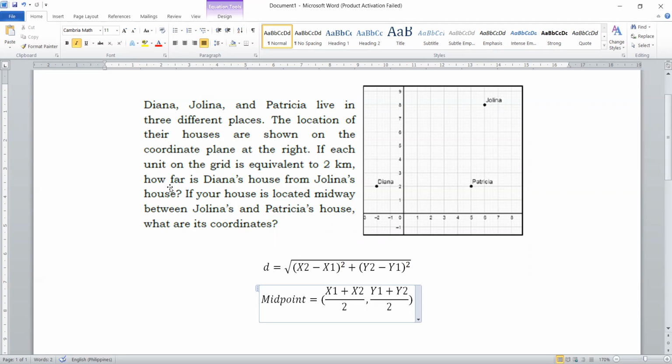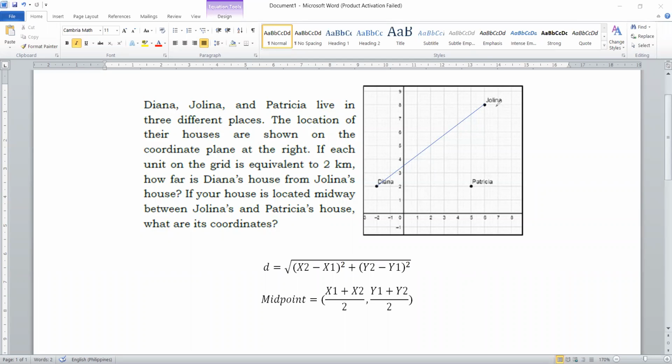How far is Diana's house from Jelena's house? So you have to connect Diana and Jelena. It's asking for the distance, because it's asking how far is Diana's house from Jelena's house. So you need to use your distance formula. But before that, identify your coordinates.